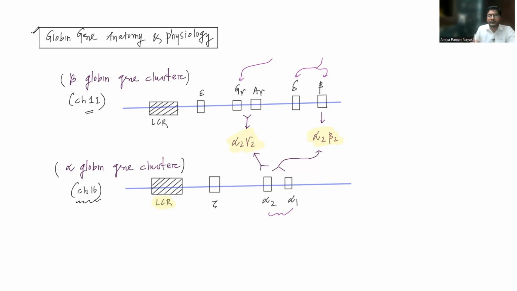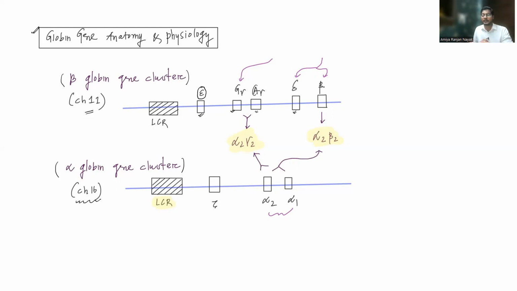Chromosome 11 contains the beta globin gene cluster. So what is the beta globin gene cluster? As you can see here, there is a gene producing epsilon globin. Similarly, this gene is producing G gamma globin, and this is producing A gamma globin. This is producing the delta globin, and this is producing the beta globin. So epsilon, gamma, delta, beta: these all come under the beta globin gene cluster. Epsilon, gamma, and delta are also known as the beta-like genes.